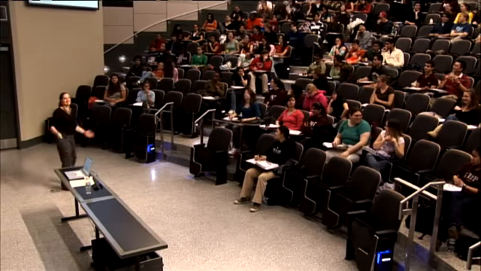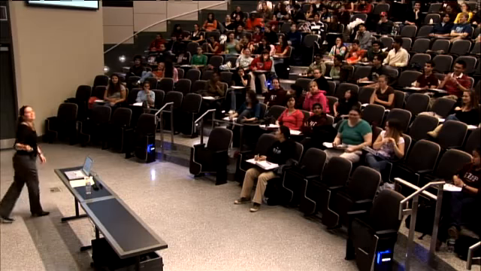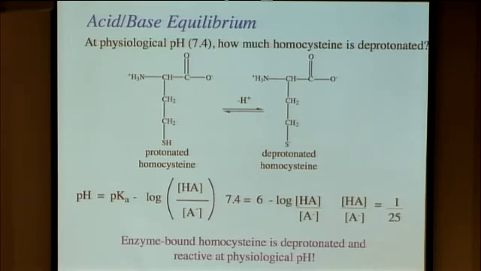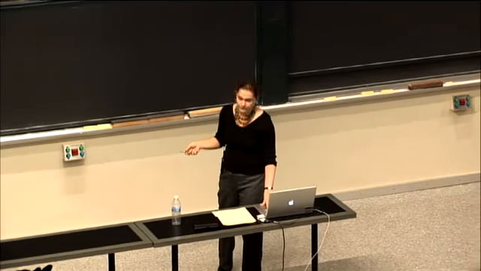Just this week. So it alters the pKa here. So now what's our situation? Well, now at physiological pH, we have a pKa of 6. And so that gives us a very different ratio. Instead of 400 to 1, we have 1 to 25. So most of the homocysteine is deprotonated at physiological pH, which means that it can react.